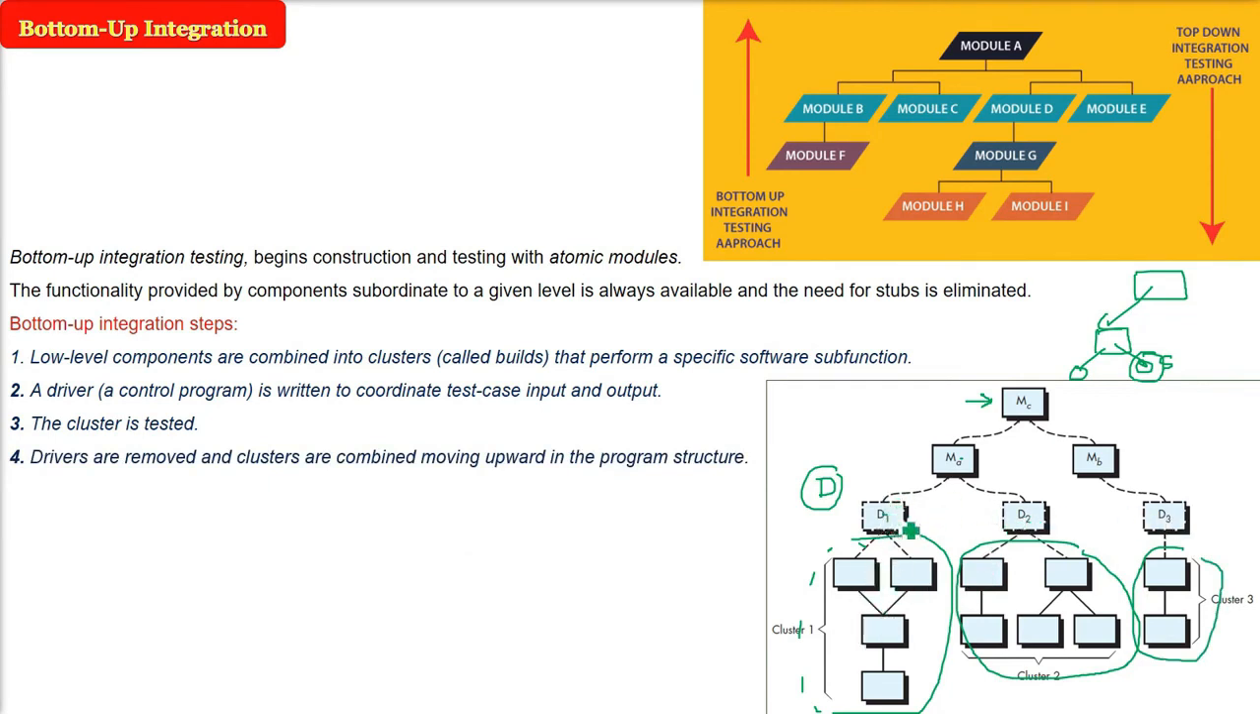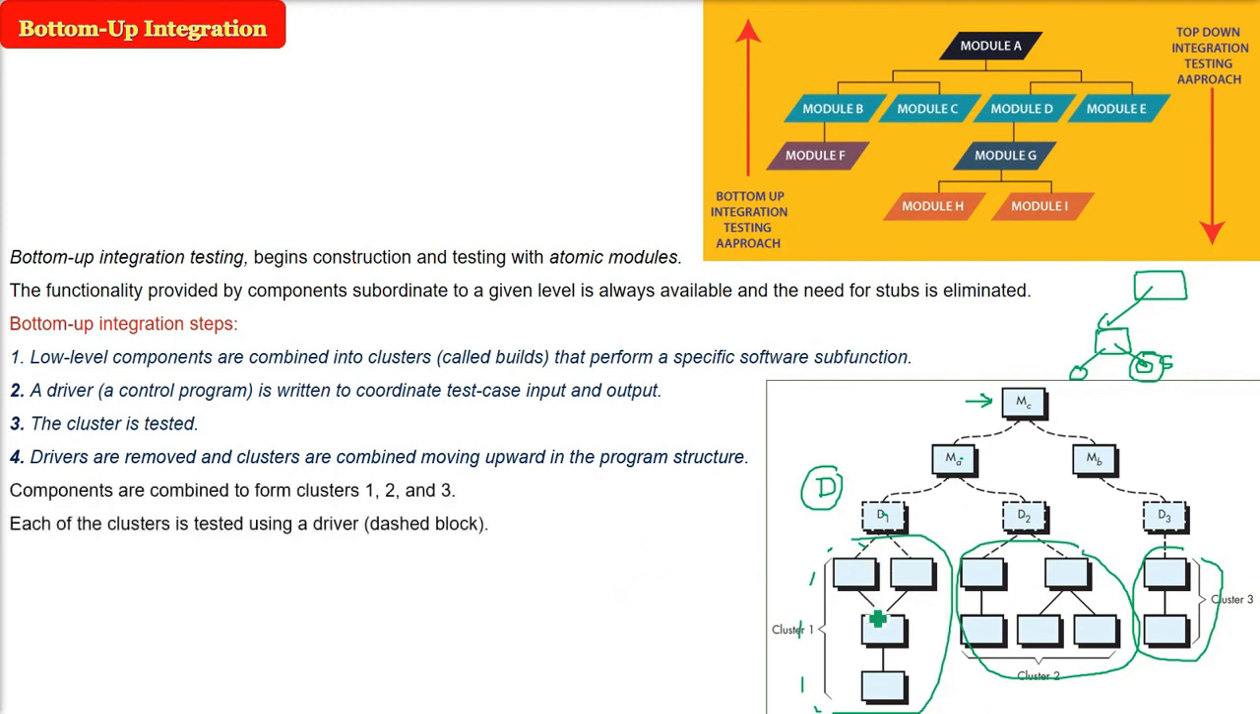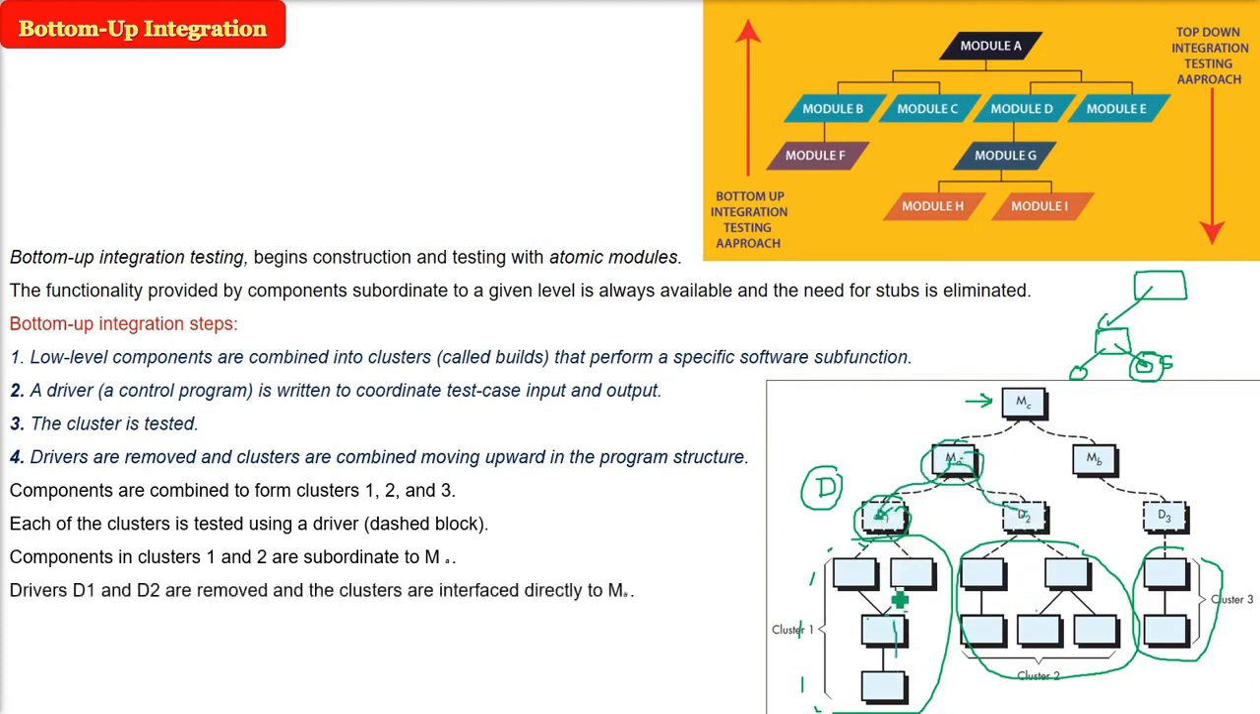Now the clusters are combined upward in the program structure. D1, D2, D3 will be eliminated, and we directly combine cluster 1, cluster 2 and cluster 3 with MA and MB. As I said, each cluster is tested using a driver, D1, D2, D3. The components in cluster 1 and 2 are subordinate to MA. D1 and D2 were there, we already tested, and now they are subordinate to MA. So drivers D1 and D2 will be removed.